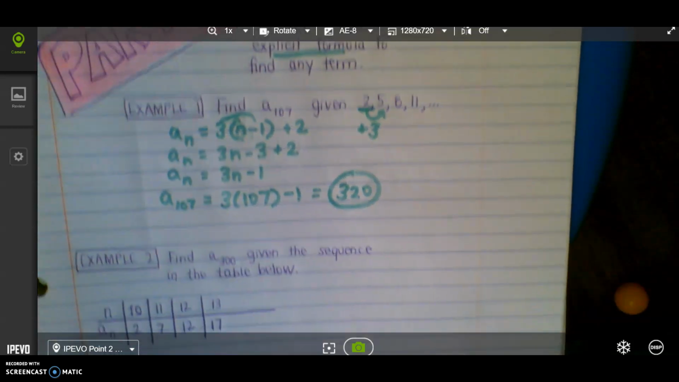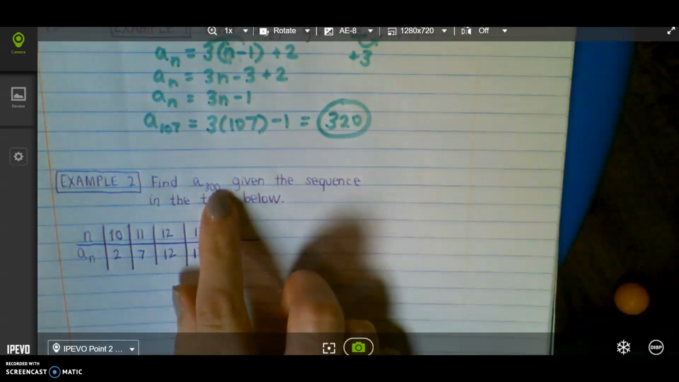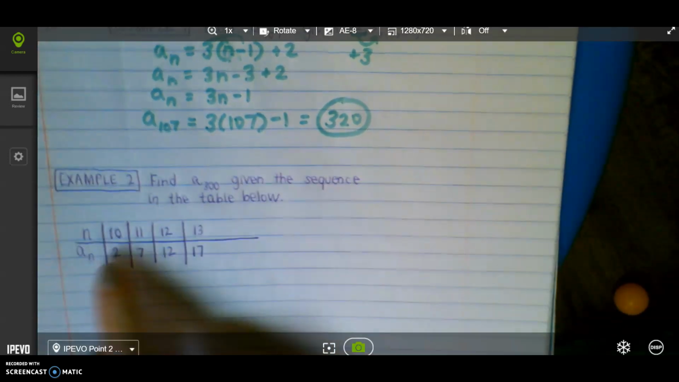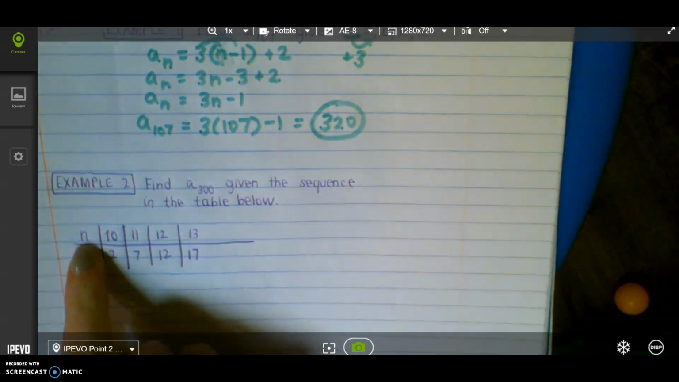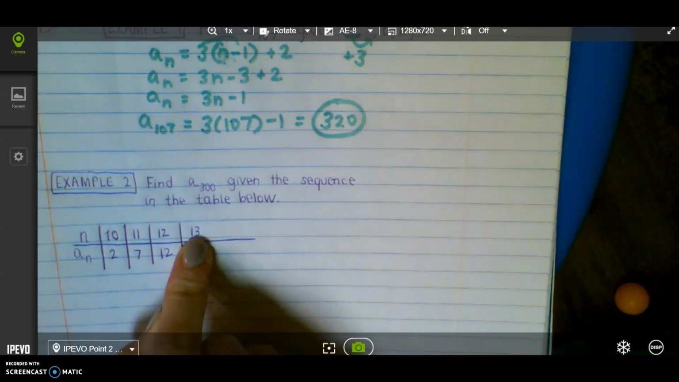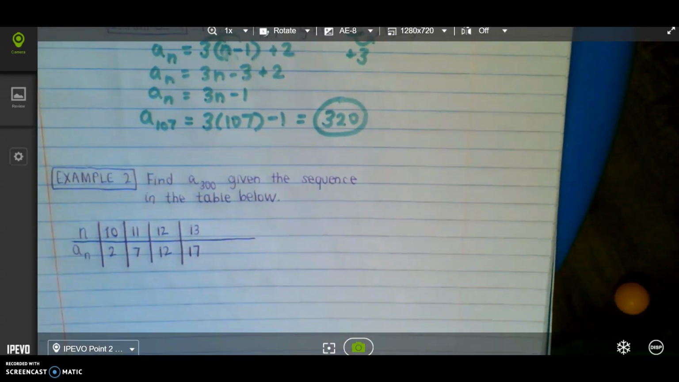Last example to use the arithmetic explicit formula is in a table. So find a sub 300, the 300th term, given the sequence in the table below. The table is giving us the 10th, 11th, 12th, and 13th terms. And here are those terms, 2, 7, 12, 17.